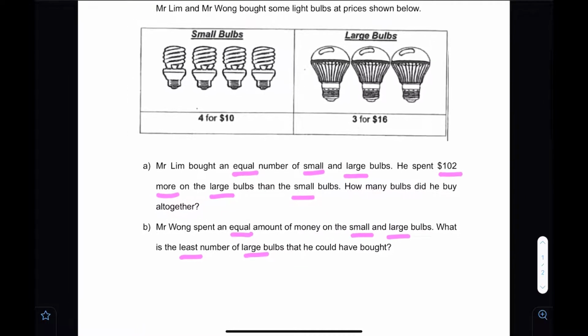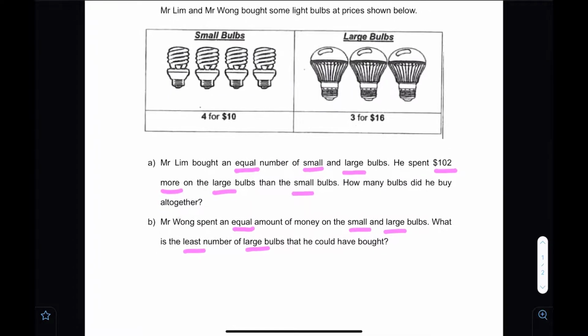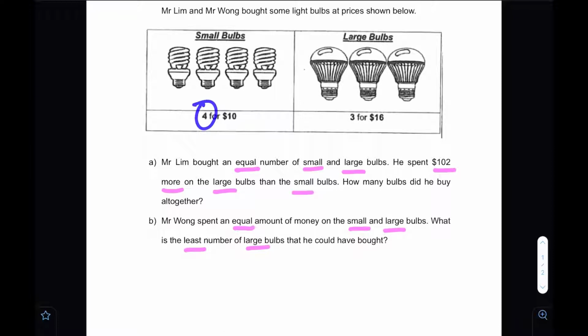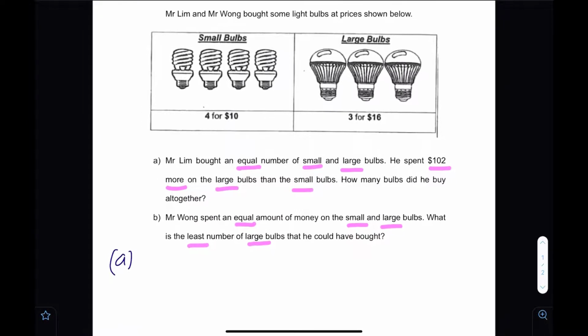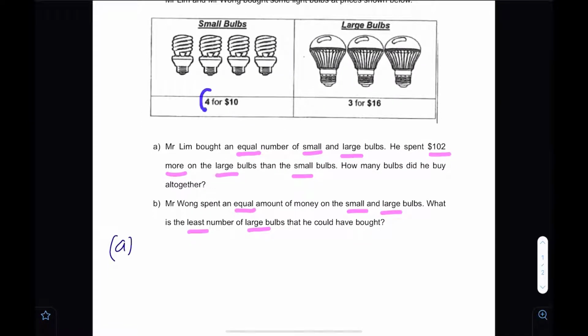So for part A, since we know that the small and large bulbs should be equal, we will try and make these two numbers the same. Because at the moment, if you just buy one group of small and one group of large bulbs, the numbers will not be the same. We need to make sure that there is indeed equal numbers of small and large. Okay, so in order to do that, we need to find a common multiple between 4 and 3.